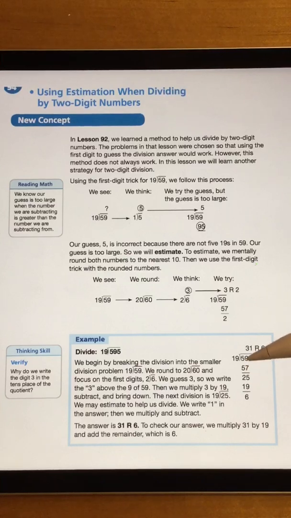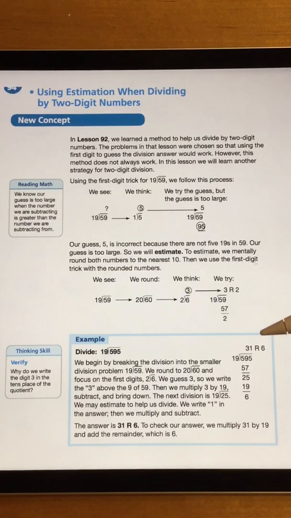Then we subtract. I am not fond of the way they did this division problem because the 2 should be under the 7 because we are subtracting 7 from 9 and getting 2. But we will continue, just as long as you recognize that that is not lined up properly. All right, then we multiply 19 times 1. We get 19. We subtract the 19 from the 25, and we end up with 6. So 595 divided by 19 is 31 with a remainder of 6.